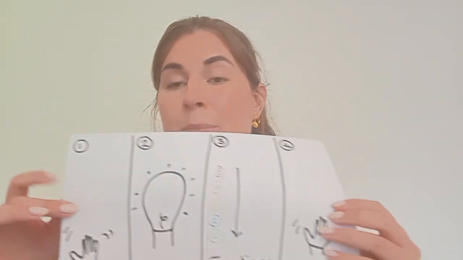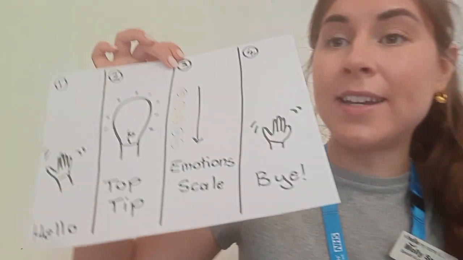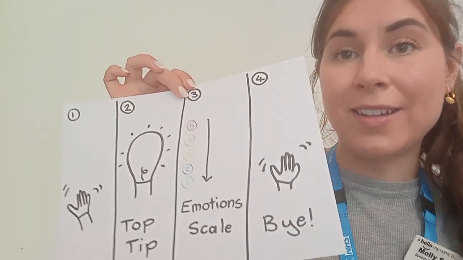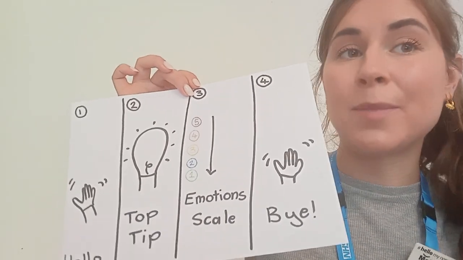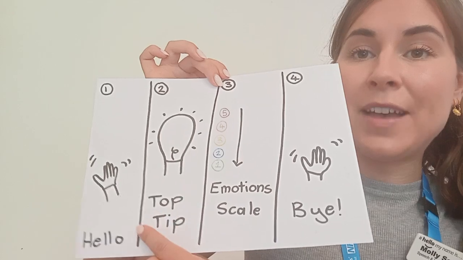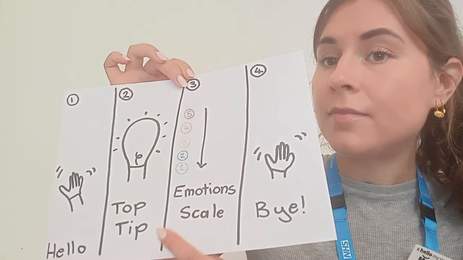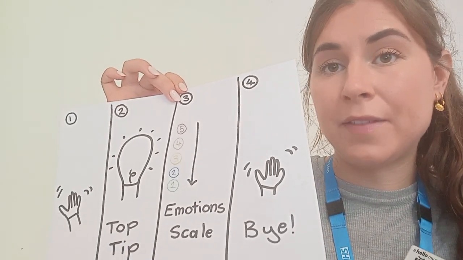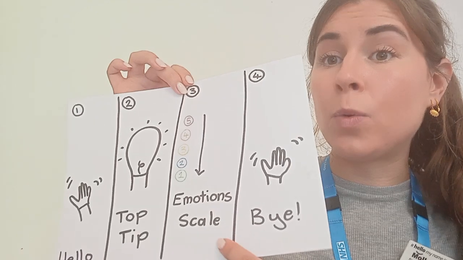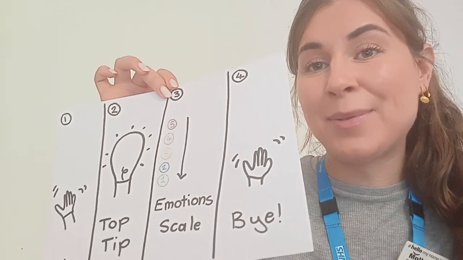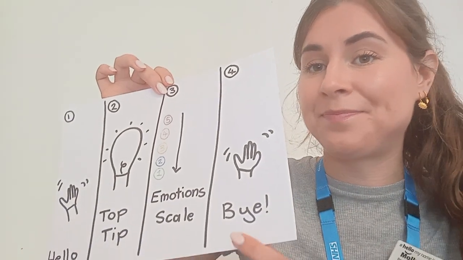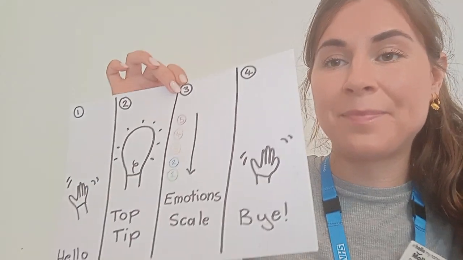This is my visual timetable for today. So what I've done is I've written out the things we're going to do today in order so we can cross them off as we go along. First we're going to say hello. Then I'm going to talk about the top tip of this video. We'll talk about today's activity, which is about using an emotion scale, and then we'll say goodbye.